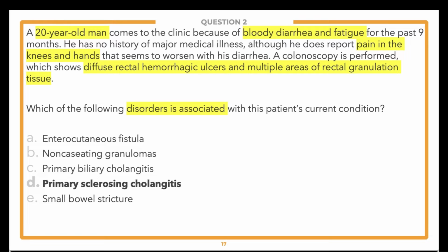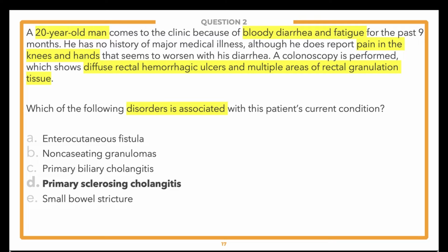Now, the classic here, the diffuse rectal hemorrhagic ulcers, that's the clue for thinking more ulcerative colitis as opposed to Crohn's disease. Crohn's disease, we know, is more skipped lesions, usually doesn't affect the rectum, and can go anywhere from the upper GI tract all the way down to the bottom of the GI tract, whereas ulcerative colitis starts at the rectum and makes its way up, right? The diffuse hemorrhagic, they use the word ulcers here. That's a clue as well, okay?